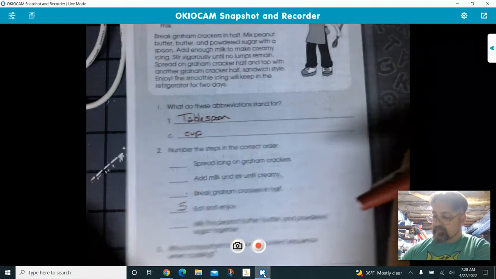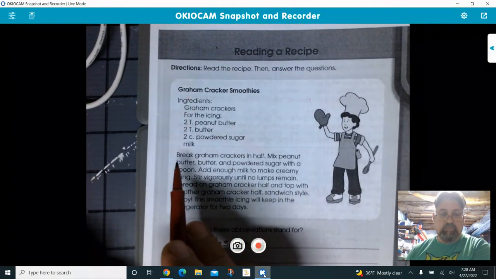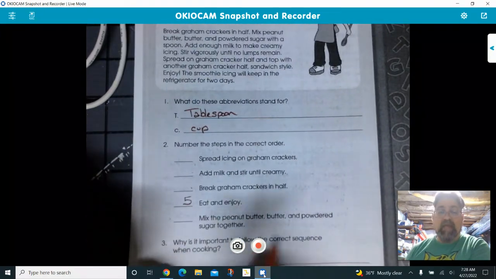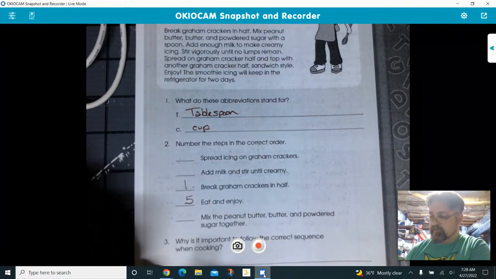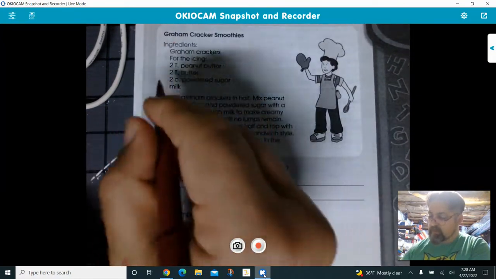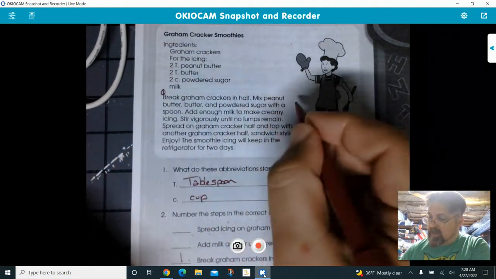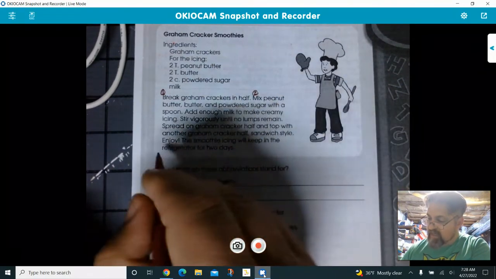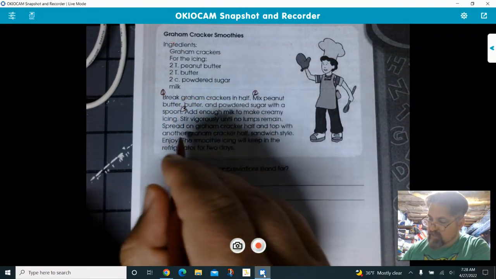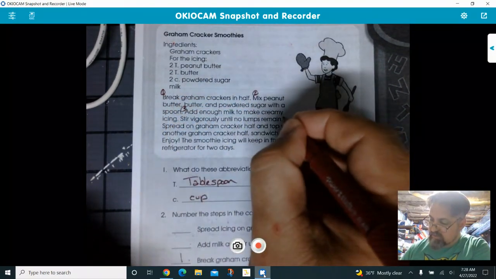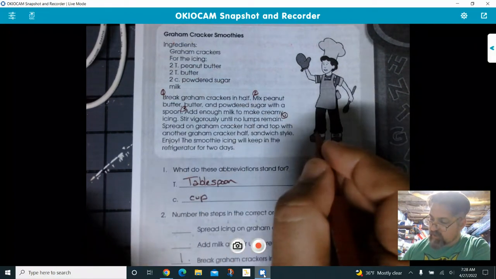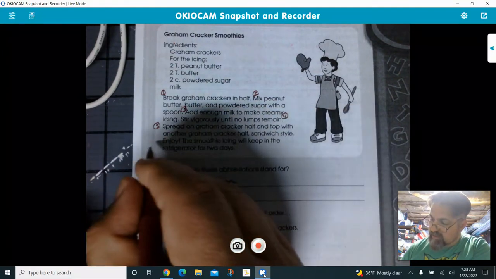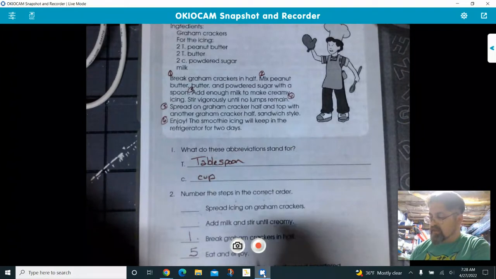So let's go back up to the top. What's the first thing it tells us to do? Break graham crackers in half. Well, okay, that's right there on the front. Break graham crackers in half. That's going to be our number 1. Then it says mix peanut butter and powdered sugar with a spoon. That'd be 2. Add enough milk to make it creamy. 3. Stir vigorously until there's no lumps. That's number 4. Spread on graham cracker half. That's 5. Enjoy. That's 6. Okay, so we have one more step in here than we've got in our list.